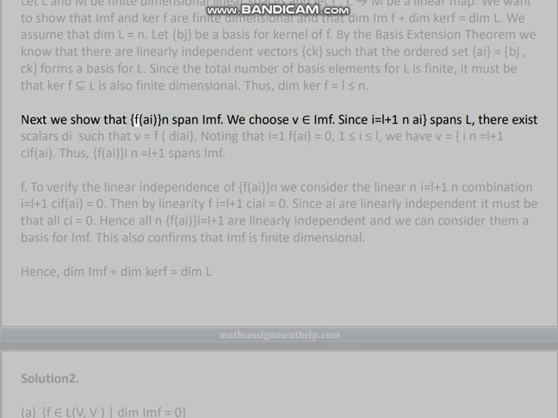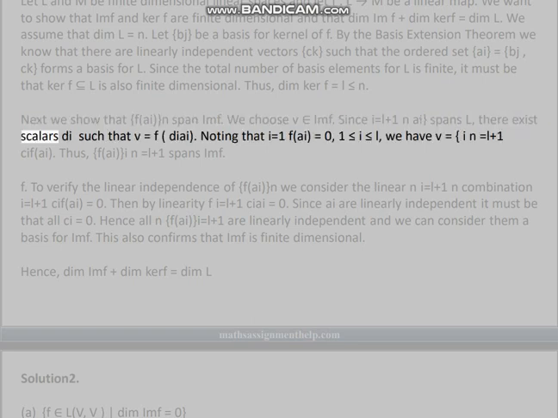Next we show that F(a_i), i = l+1 to n, span Im F. We choose v an element of Im F. Since a_i, i = 1 to n, spans L, there exist scalars d_i such that v = F(Σ d_i a_i). Noting that F(a_i) = 0 for 1 ≤ i ≤ l, we have v = Σ_{i=l+1}^{n} c_i F(a_i). Thus, F(a_i), i = l+1 to n, spans Im F.